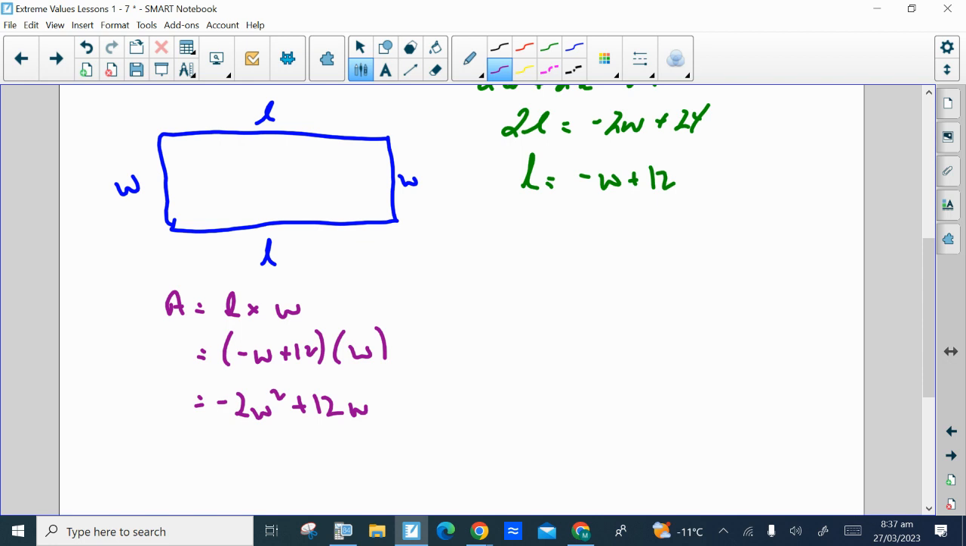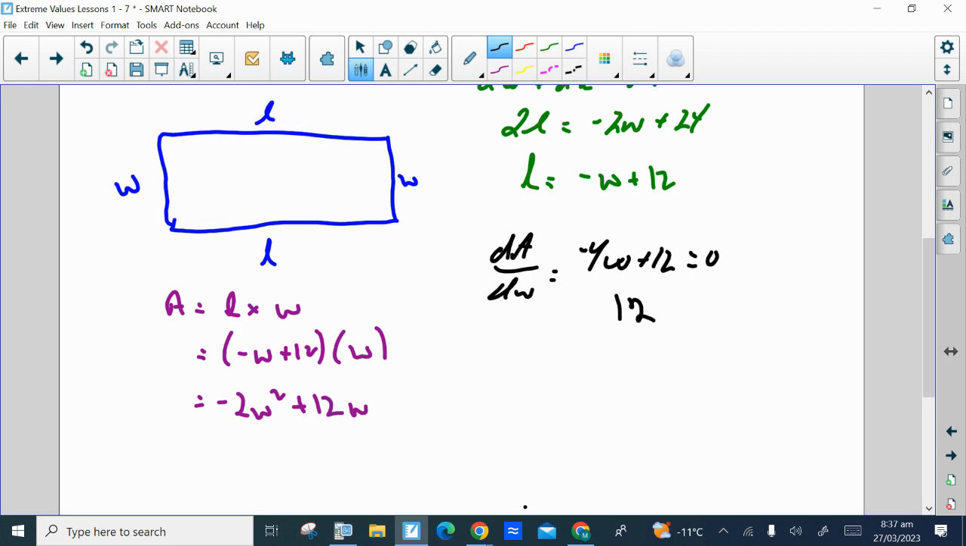So in 20-1, you completed the square. You wrote this in vertex form, a bracket x minus p all squared plus q, in order to find out where the maximum was and what it was. But now that we've learned about derivatives, we can differentiate this. So dA by dW, and you want to find the critical number for that. Where does it equal 0?